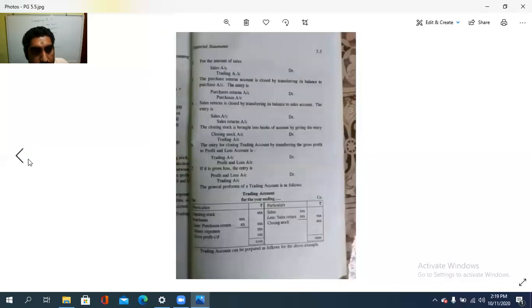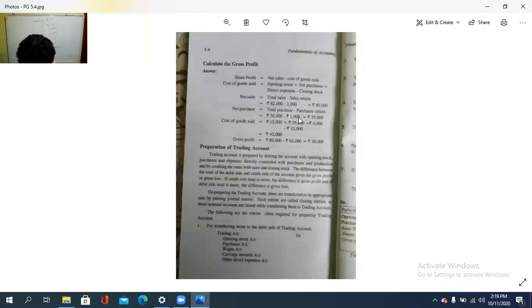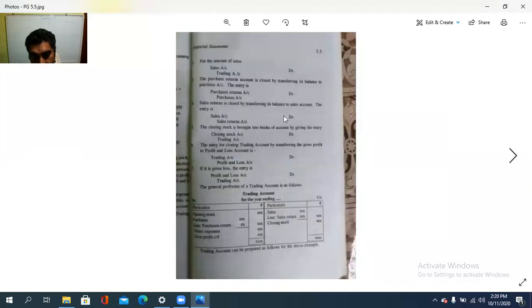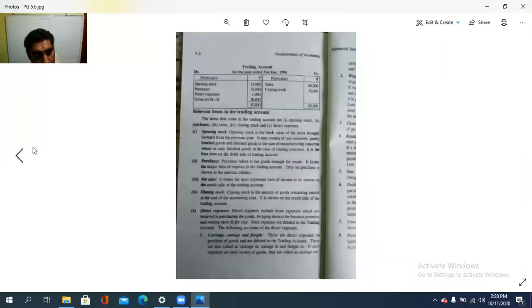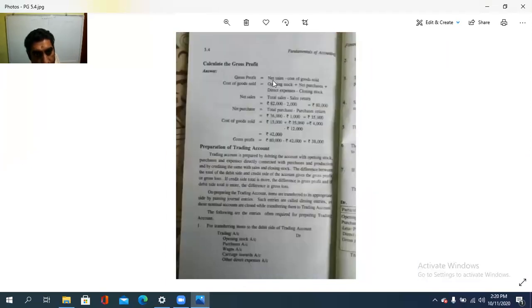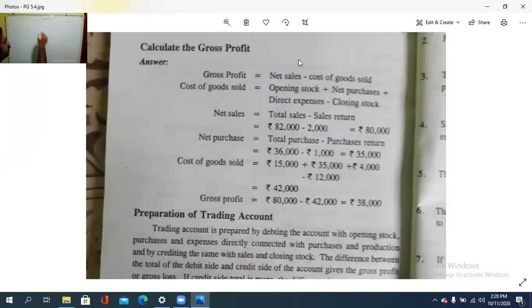See that problem, this problem, how it is to be shown in the trading account, I will explain it to you. This is the same problem. This is the T form account. There is the T form with amount columns on both sides and a ledger folio column, that you are aware of. So on the debit side, to opening stock.